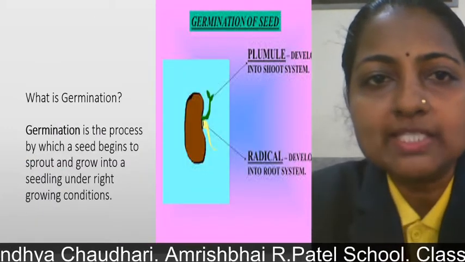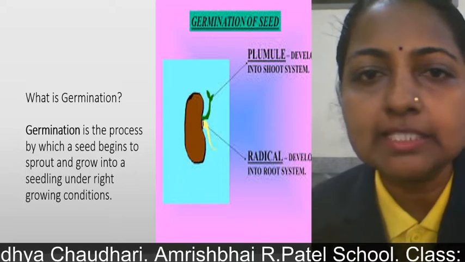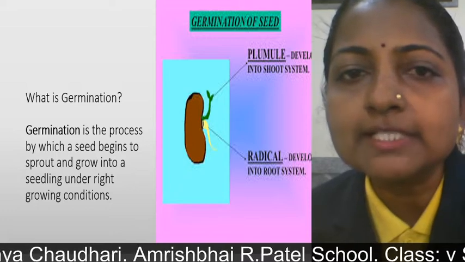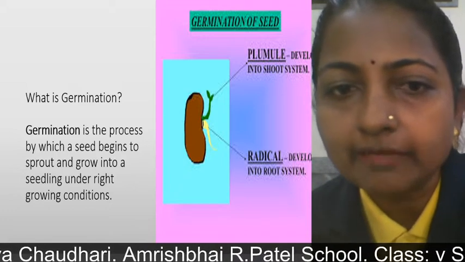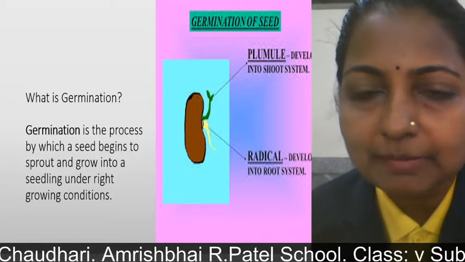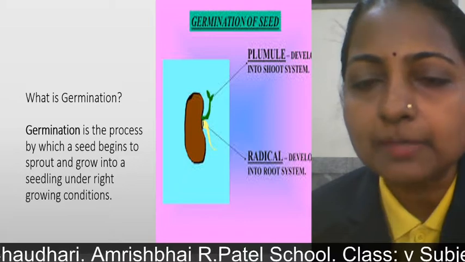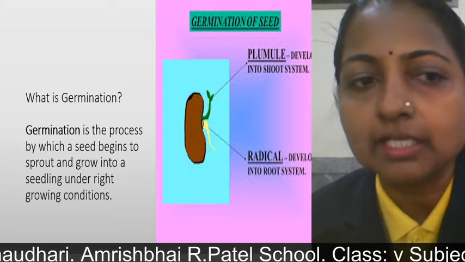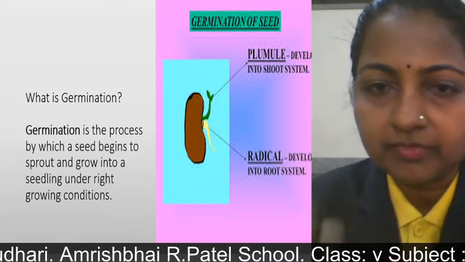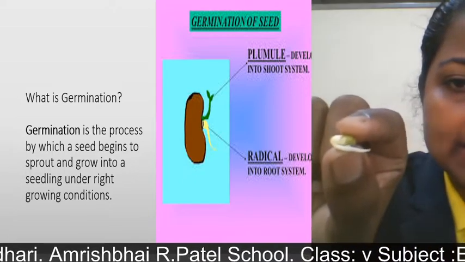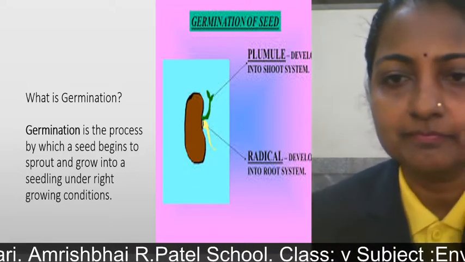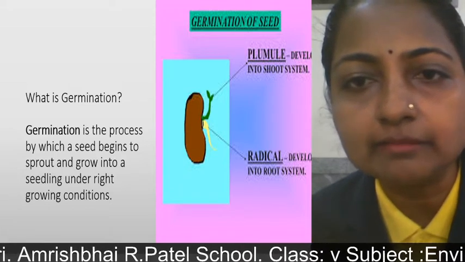Now we will see what is germination of a seed. You can see in the diagram the plumule and radicle. Plumule develops into the shoot system and radicle develops into the root system. And what is germination? Germination is the process by which a seed begins to sprout and grow into a seedling under right favorable conditions. You can see here, children, a white outgrowth of a seed, that is called a sprouted seed. So we have seen about germination of a seed.